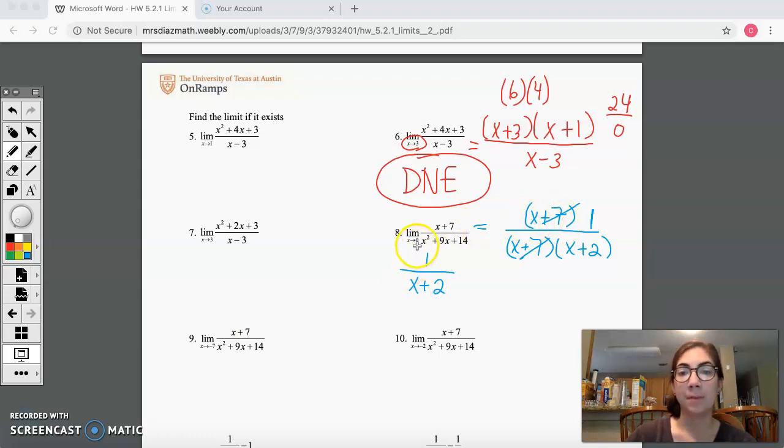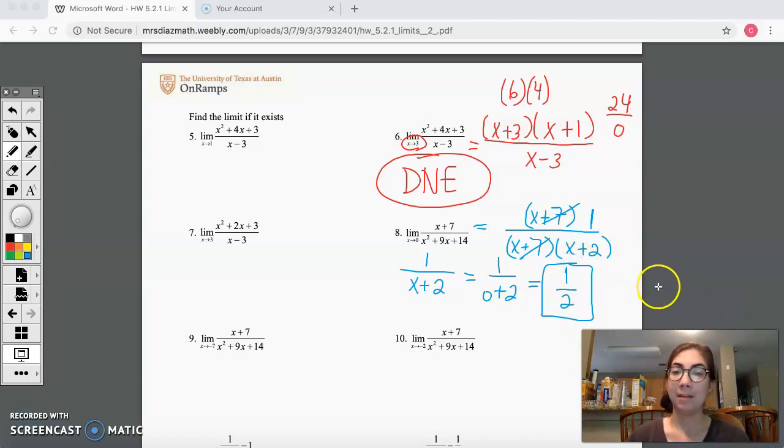Okay, and now we can substitute 0 for x. So this is going to be 1 over 0 plus 2, which is 1/2. And our limit is 1/2. So that is the limit.